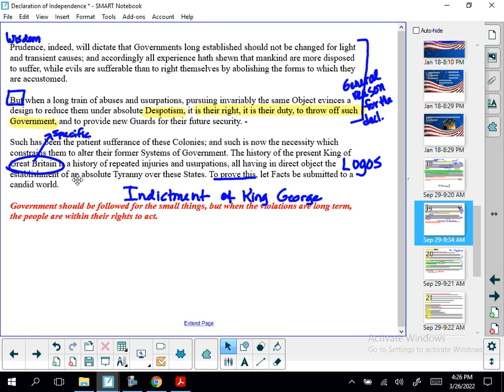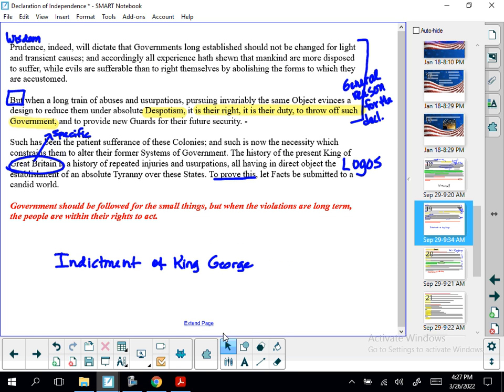And then they continue to go on and say, this is how we're going to alter it. And they name the person specifically who they are going to throw off. And that's Great Britain. This is logos. Here is where they are logically telling us what they're fighting. And this is an indictment of King George. An indictment is simply another word for like an arrest warrant. These are all the things that he's done that gives us the right to declare our independency.